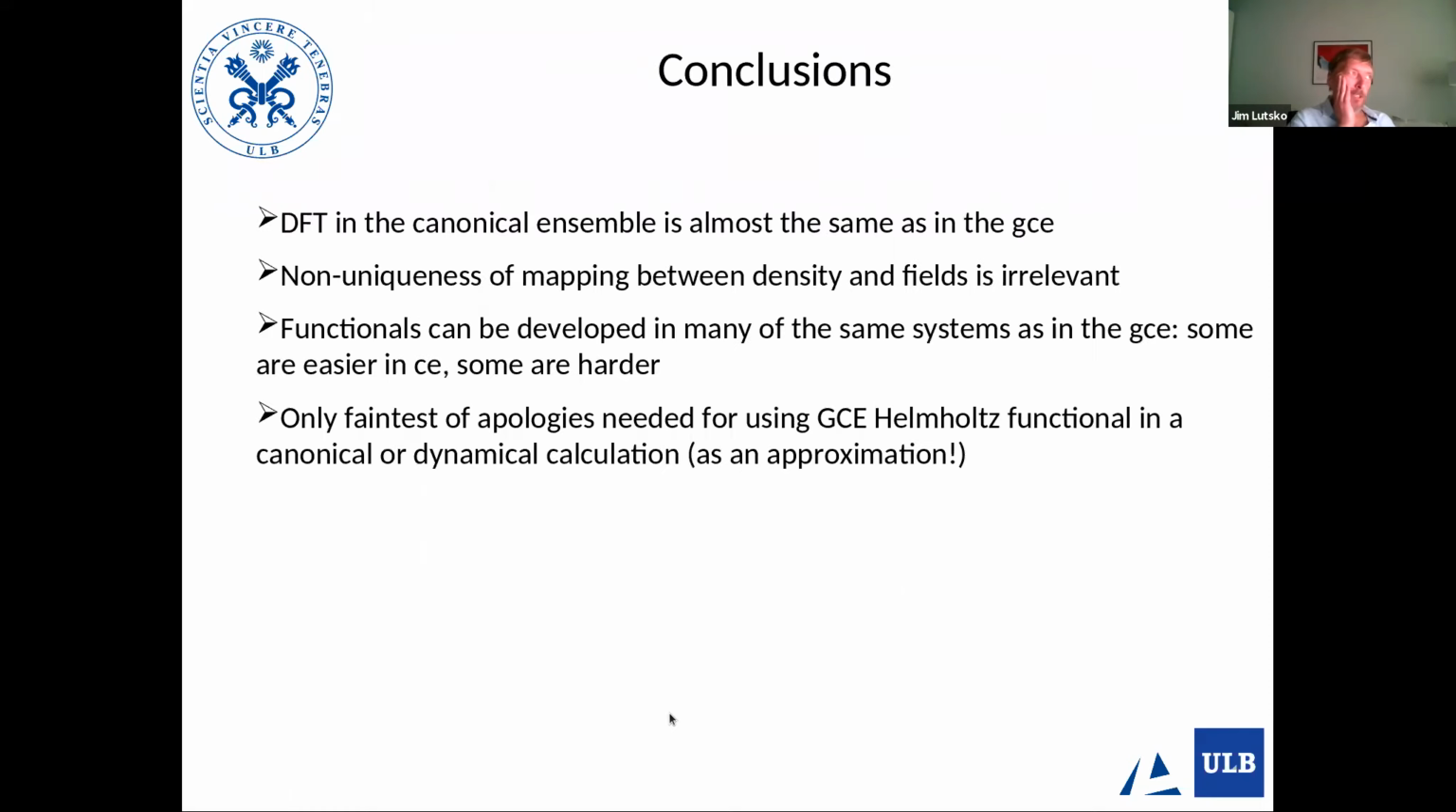So this is the end of my talk. My message is very simple. DFT in the canonical ensemble.